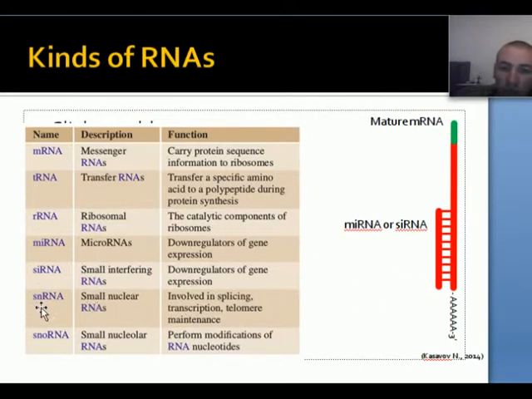We can also have small nuclear RNAs that are involved in splicing, transcription, and telomere maintenance. I'm not going too deep into telomeres. We have small nucleolar RNAs that perform modification of RNA nucleotides. And these are just the most common RNA types. We have a lot more different RNAs that we don't even know all of them and what their functions are.